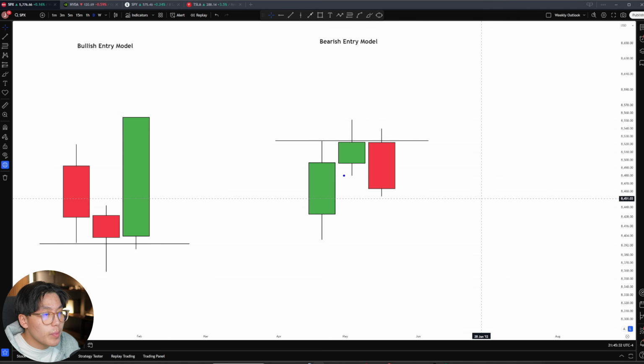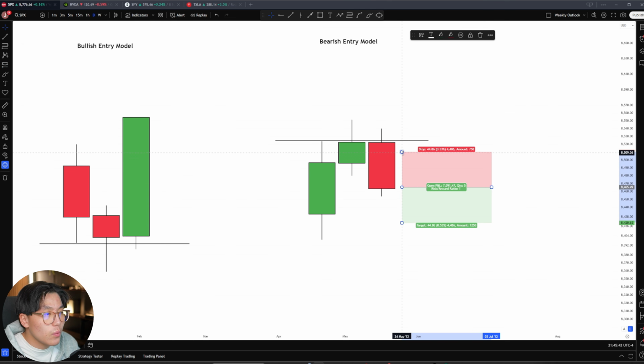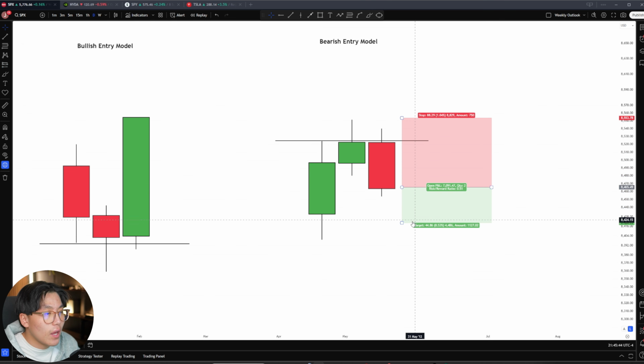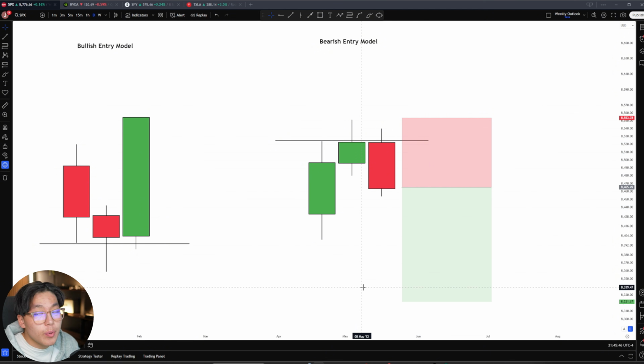If you can close below our second candle, this is going to indicate that price can continue towards the downside. So if the third candle closes below our second candle, we can have a stop at the second candle high, and we could be looking for a continued push towards the downside.